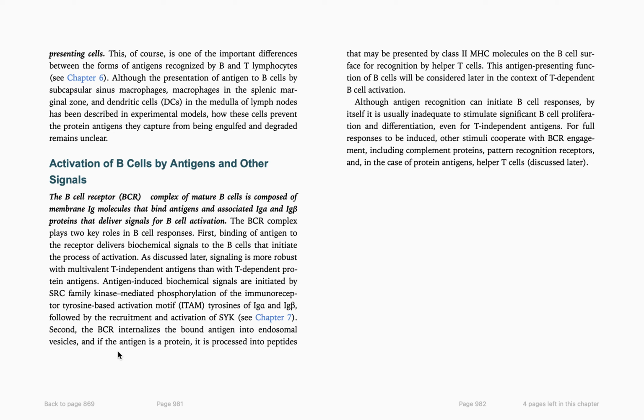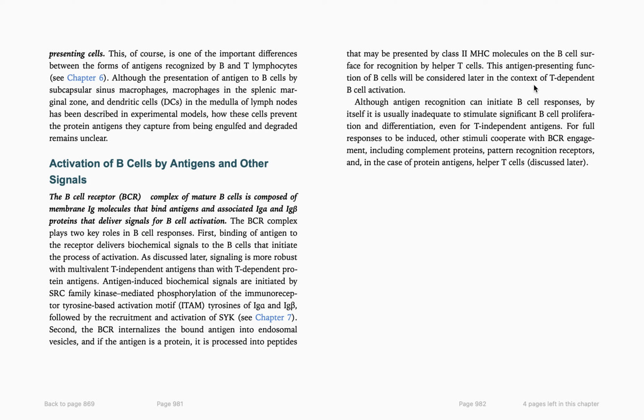Second, the B cell receptor internalizes the bound antigen into endosomal vesicles, and if the antigen is a protein, it is processed into peptides that may be presented by class II MHC molecules on the B cell surface for recognition by helper T cells. This antigen presenting function of B cells will be considered later in the context of T-dependent B cell activation.